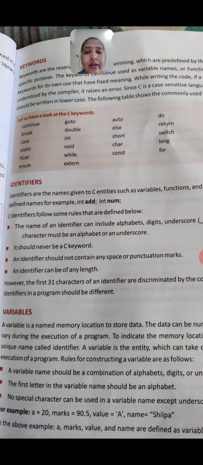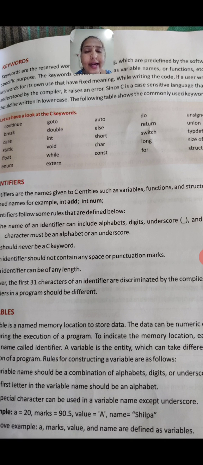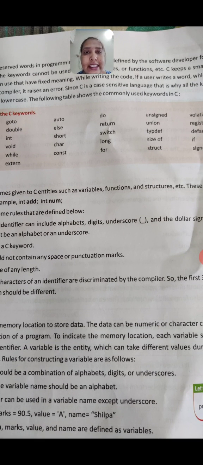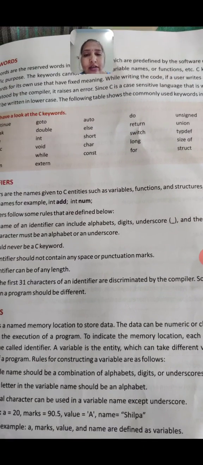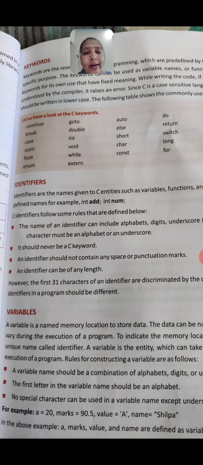Then some rules must be followed for identifiers while writing a C program. The name of an identifier may include alphabets, digits, underscores and the dollar sign. The first character must be an alphabet or an underscore. It should never be a C keyword. An identifier should not contain any space or punctuation marks, and it can be of any length. These are all the rules followed while writing a C program using identifiers.